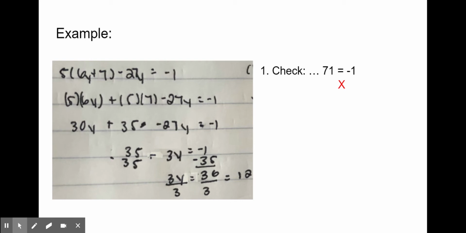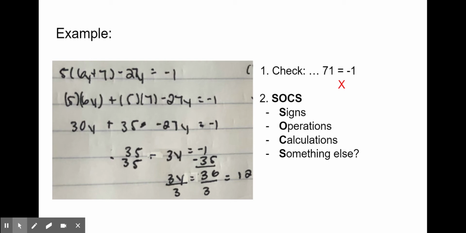So that was their first sign that something was wrong. So from there, what they should do is use SOCKS, right? We want to check our SOCKS. So we'll go to each step and check for signs, operations, calculations, or if something else is a little off. So let's take a look at that first line. That first line should just be copied from the original equation, so it looks good. We'll move on to the second one. For the second one, it looks like the student multiplied that 5 and distributed it to the 6y and the 7 in the parentheses. So we have 5 times 6y plus 5 times 7, and then we just brought down that -27y equals -1. That line looks pretty good, so we move on to the next line.